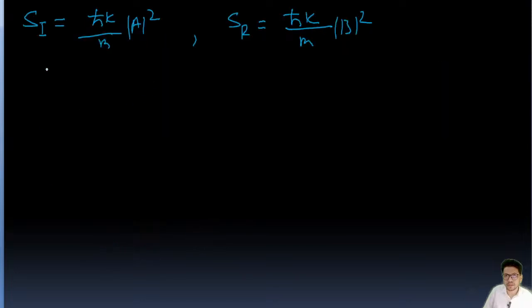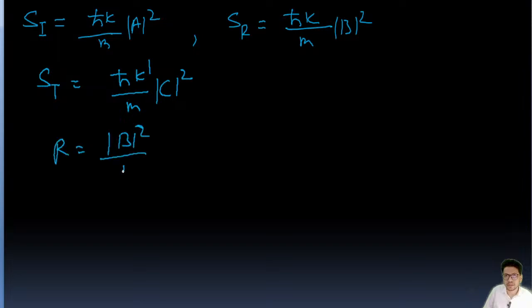And similarly ST is going to be h cut k dash upon m mod c square, because the wave vector is k dash in region second. Okay, so now we'll find the reflection coefficient, which we know is mod b square upon a square. I have explained this in detail in my previous lecture.